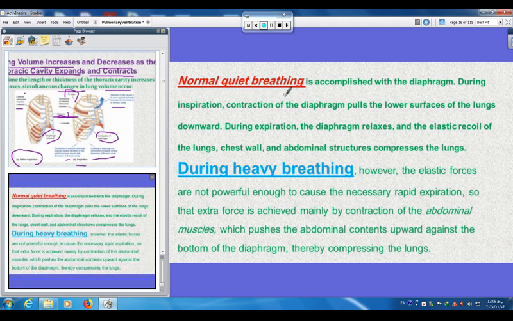Normal quiet breathing is accomplished with the diaphragm. During inspiration, contraction of the diaphragm pulls the lower surface of the lungs downward. During expiration, the diaphragm relaxes, and the elastic recoil of the lungs, chest wall, and abdominal structures compresses the lungs. During heavy breathing, however, the elastic forces are not powerful enough to cause the necessary rapid expiration, so the extra force is achieved mainly by contraction of the abdominal muscles, which pushes the abdominal contents upward against the bottom of the diaphragm, thereby compressing the lungs.